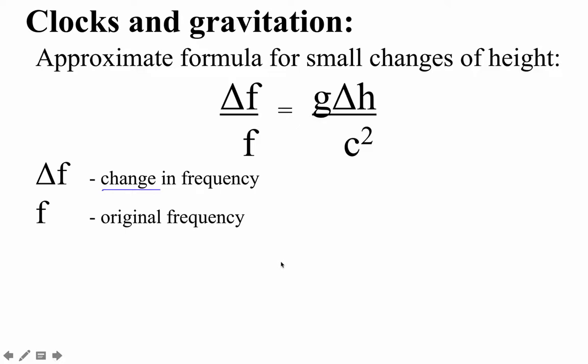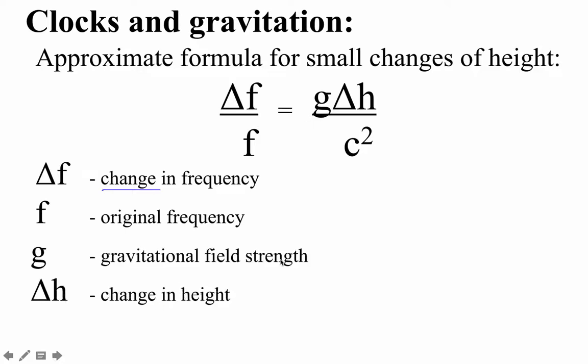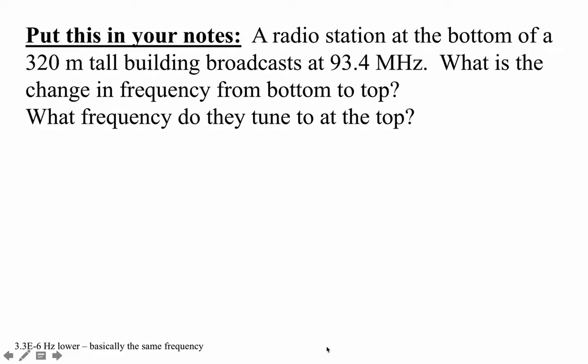f is the original frequency. g is the gravitational field strength. Delta h is the change in height. And then, of course, c is the speed of light. Write those down. Meters per second, 3.00 times 10 to the 8th. I think you already knew that. So put this one in your notes.